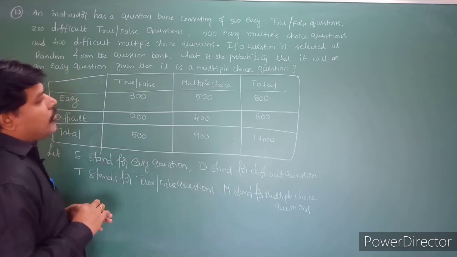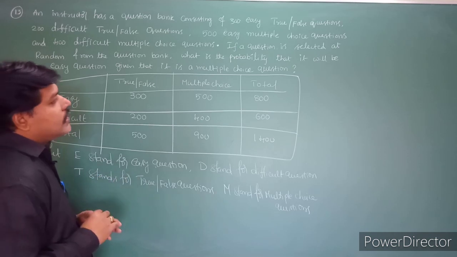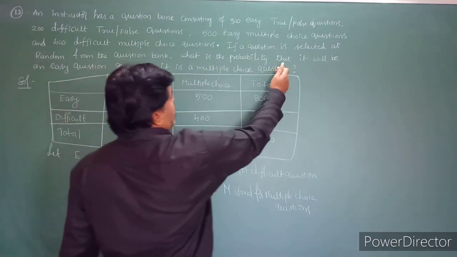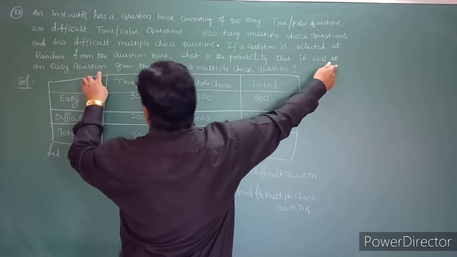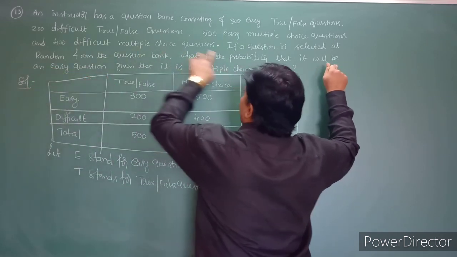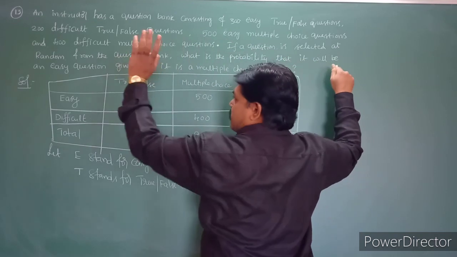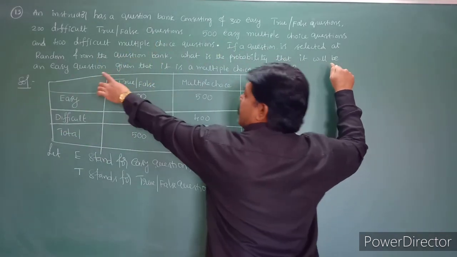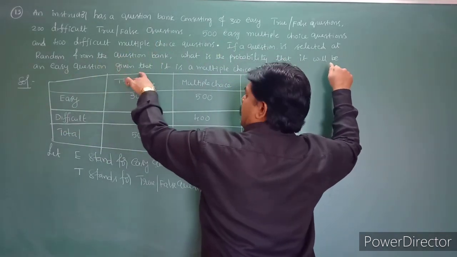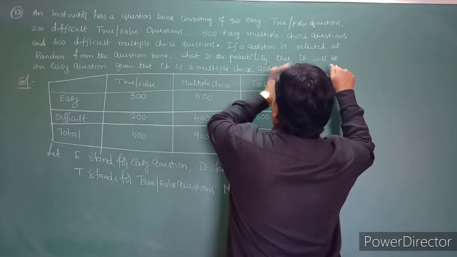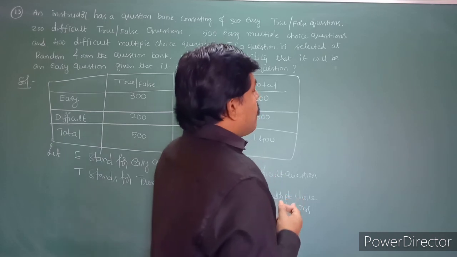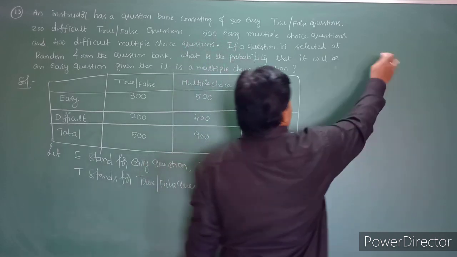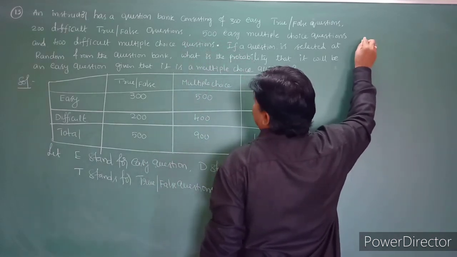So what is the problem they are asking you to solve? The probability that it will be an easy question. They are asking what is the probability of getting an easy question. They take one question, and that question is easy, given that it is a multiple choice question. So here, what is the probability we are going to start with?